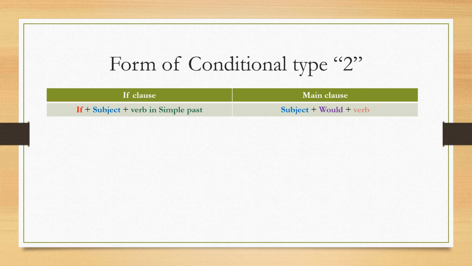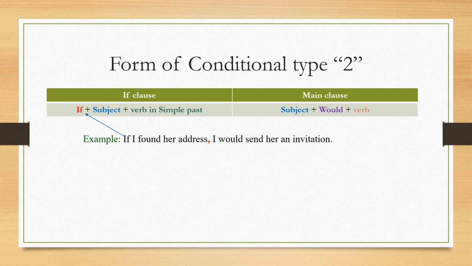So the form of conditional type 2. In the if clause, we have if plus subject plus verb in the simple past. And in the main clause, we have subject plus would plus verb. Between the if clause and the main clause, there is a comma. For example, if I found her address, comma, I would send her an invitation. If, the subject, verb in the past, and a comma, then in the main clause we have the subject, would, and a verb.